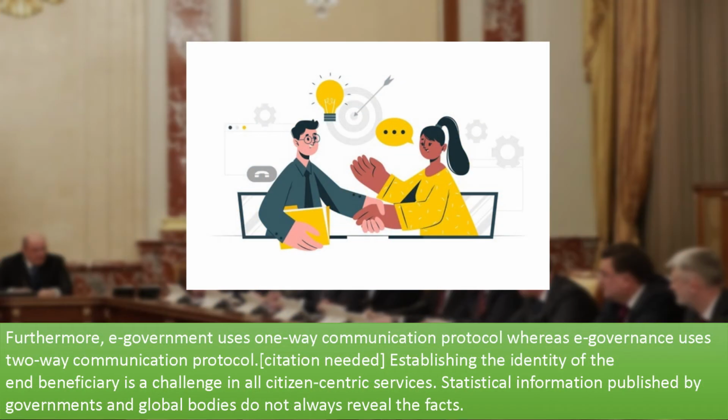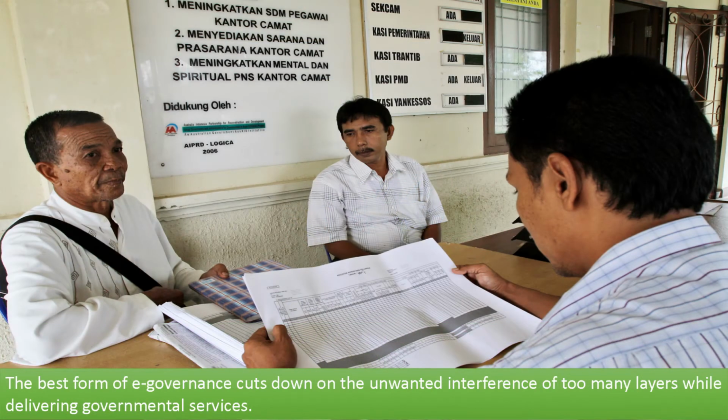Establishing the identity of the end beneficiary is a challenge in all citizen-centric services. Statistical information published by government and global bodies does not always reveal the fact. So the best form of e-governance cuts down on the unwanted interference of too many layers while delivering governmental services. That is very true. When the government generates any project in an electronic or online mode, somewhere the intermediaries are cut short or narrowed down, so that the project can go directly to the citizens.